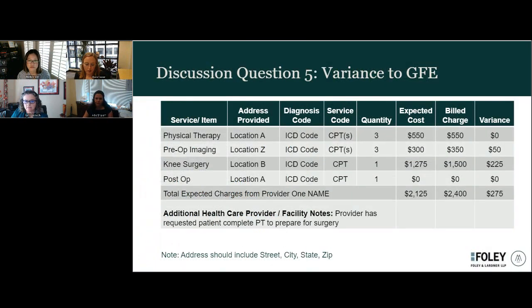And so next we'll get into a discussion question that I'm going to push to Lori. Yeah, thank you. So we're going to try to go through these real quick in our last 15 minutes of the presentation. But we put together some different scenarios.